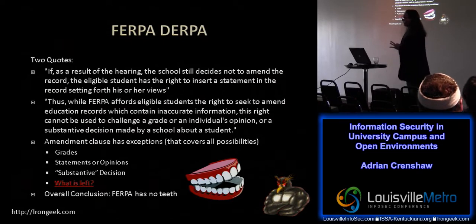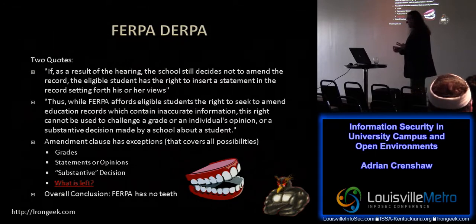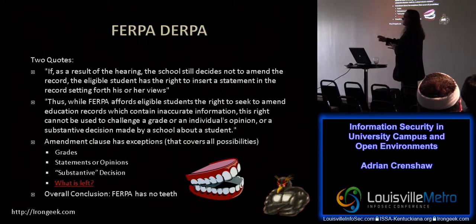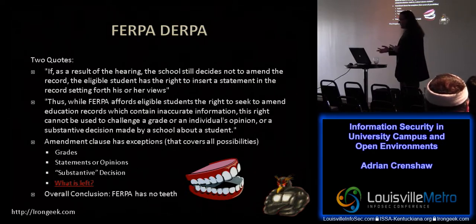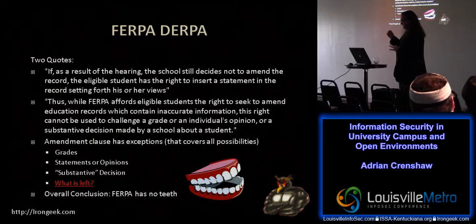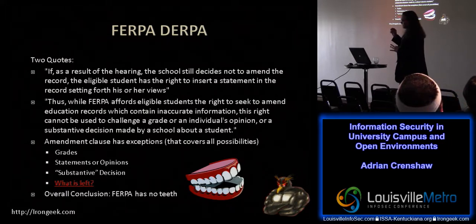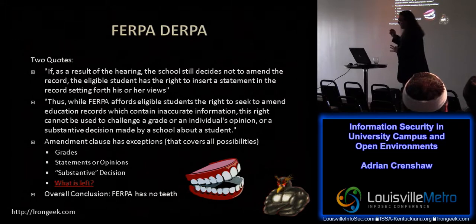And another thing: one of the things inside of FERPA is that students, if they find something that they think is not accurate, should have the right to amend, or at least put their version of events in. However, the university doesn't have to amend a record, but if they don't amend it, they're supposed to put the student's version in as well. Okay, that all seems fair, except for this line: "Thus, while FERPA affords eligible students the right to seek amendment of education records which contain inaccurate information, this right cannot be used to challenge a grade, an individual's opinion, or a substantive decision made by a school about a student." Okay, let me get this.